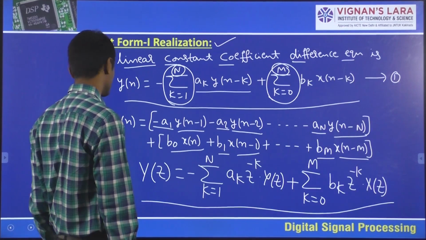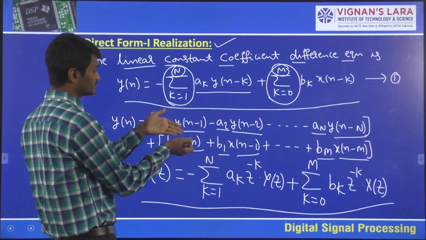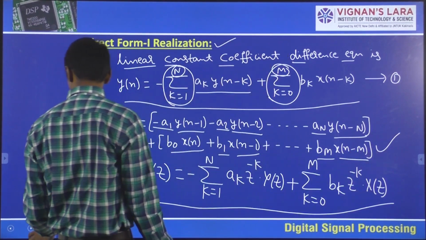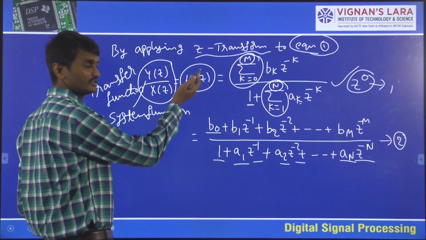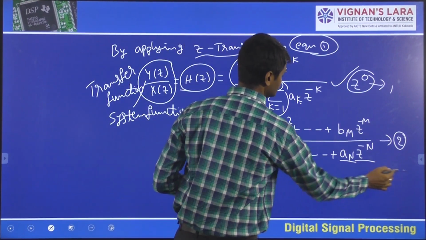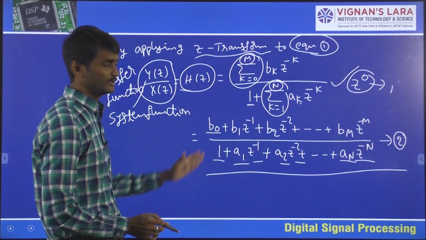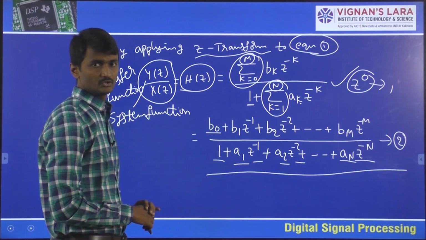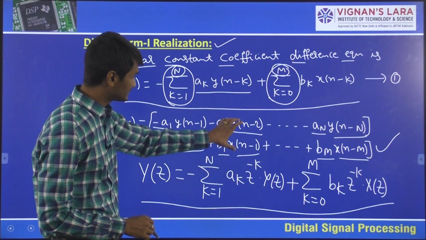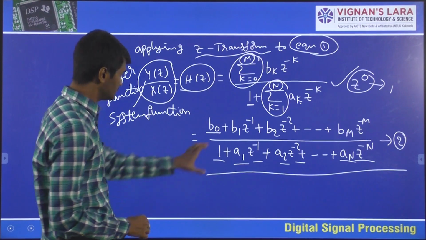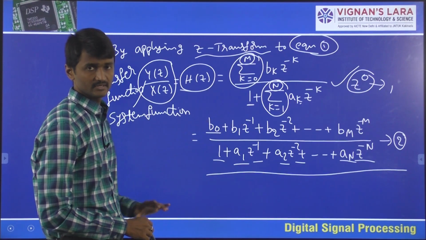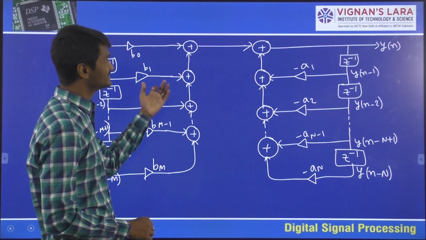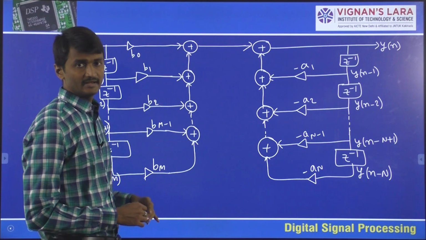So see, in equation 1 we applied some values of k in the first summation and second summation. Similarly, after applying the Z transform to equation 1, we got this, and then after applying some values of k in the numerator and the denominator, we got this expression, that is equation 2. So this is the expression in time domain, and this is the expression in frequency domain, that is, in Z domain. Okay. Now we will see the realization structure in direct form 1.